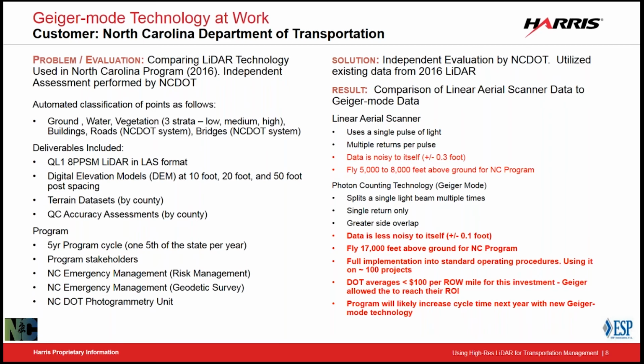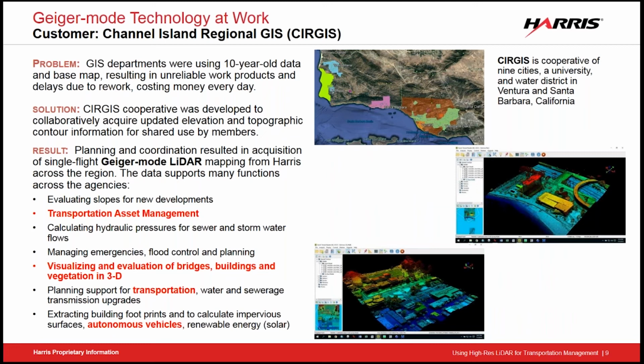The next example is one project that we performed in Santa Barbara and Ventura County, California. This is through the Channel Island Regional GIS Consortium, which consists of multiple cities, universities, water districts, and the counties as well. This project was done last year. We collected the data at 20 points per square meter. We delivered an 8-point QL1 product, and that data is now being hosted through Harris Geospatial on our Geospatial marketplace.